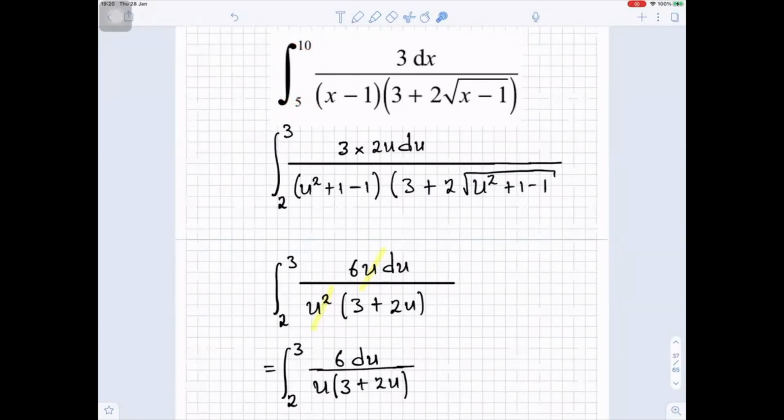Now, x minus 1 becomes u squared plus 1 minus 1, which is 0, so you end up with u squared. And the square root of u squared is u. And we have the 2 there, and we have the 3. 3 times 2 is 6. One of the u at the top will cancel one of the u at the bottom. So you're left with the integral from 2 to 3 of 6 du over u bracket 3 plus u. And that's what you were asked to show.